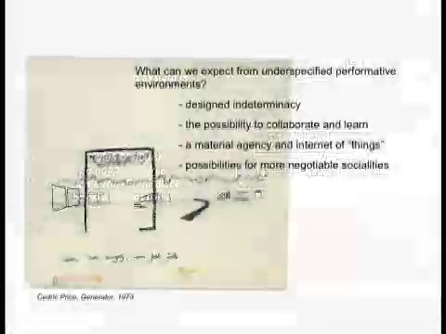The possibility to collaborate and learn. This opens up the project to other forms of relationships between people, but also between objects, one against another. And the possibility to collaborate and learn, or it's a learning environment. In other words, an indeterminacy can only be propelled forward if there's learning or some kind of social efficacy involved in it. Finally, the material agency and the Internet of Things.